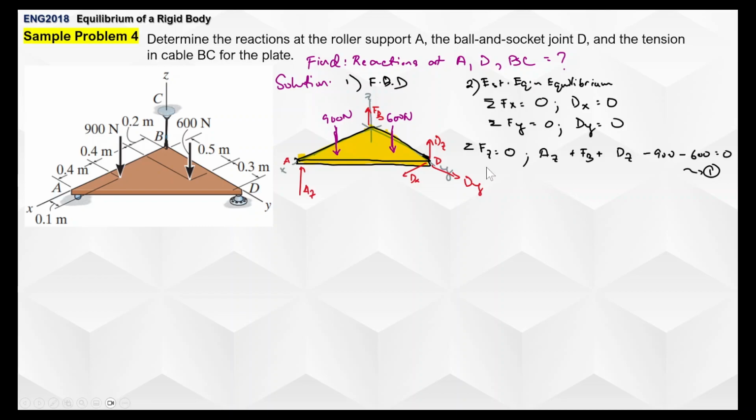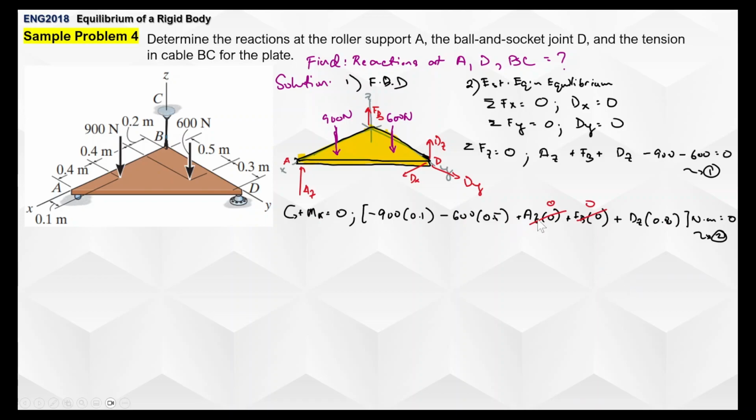The next one is the establishment of our moment equilibrium. So in this particular case, let's try to take a moment about the x-axis so that we eliminate az and fb, leaving only 900, 600, and dz. There we go. Then we have here negative 900 rotating clockwise, 0.1, minus 600 times 0.5 on the x-axis, and then dz going upward, that's counterclockwise, that's 0.8. That's our equation 2.